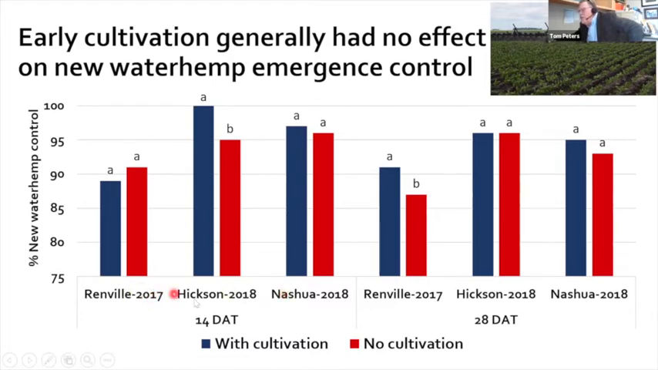There's three locations here. It's 14 days, it's 28 days after late germinating waterhemp emergence. So we were looking at late germinating waterhemp. The blue bars are with cultivation, the red bars are without cultivation. And you can see there's no difference here. Cultivation did not cause us to lose herbicide or stimulate waterhemp germination and emergence from fresh soil. If anything, we saw a bump with cultivation compared to no cultivation at all.